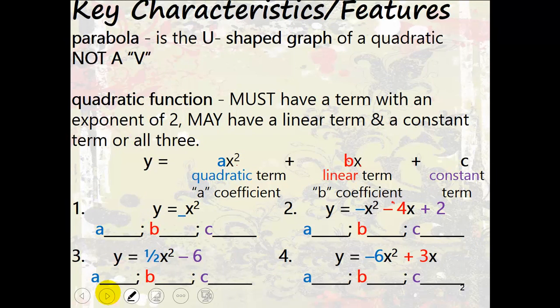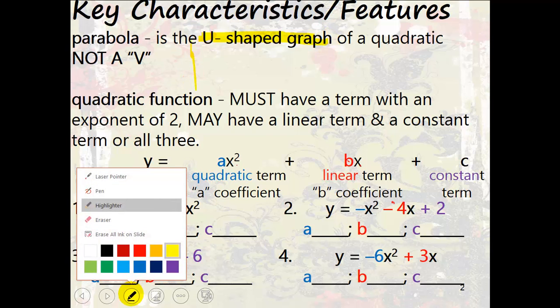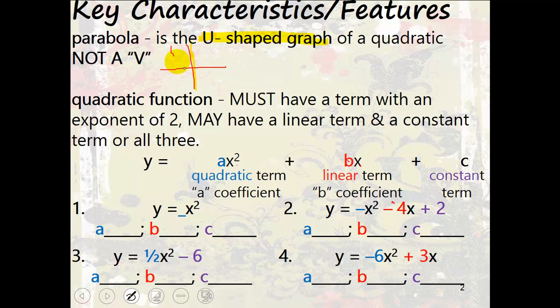The parabola is a U. Make sure it's a U and not a V, especially when they get really narrow. Don't make it a V. Parabolas look like this. Okay, they look like U's. They can go upside down. All of ours will go either up or down, depending on the sign of A. And it could go like this.